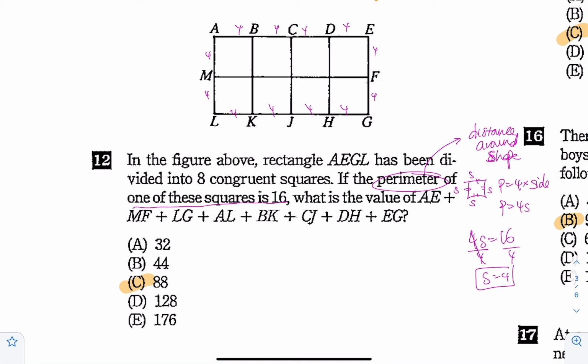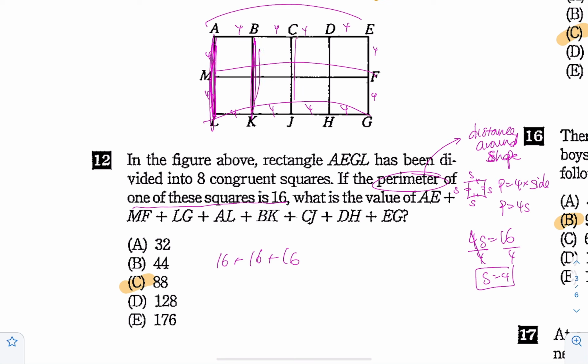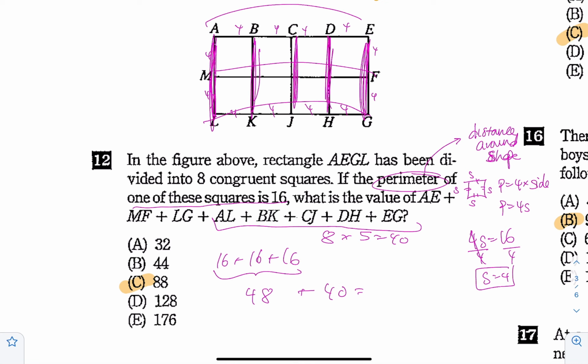So you want to add AE plus MF plus LG. So that's going to be 16, 16, 16. Then you have AL, BK, CJ, DH, and EG, and each of those are equal to 8. So this would be 8 times 5, or another 40. This would be 48 plus 40, or 88. And that's choice C.